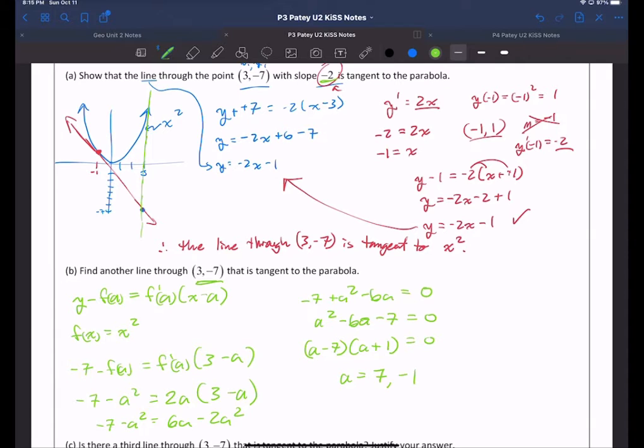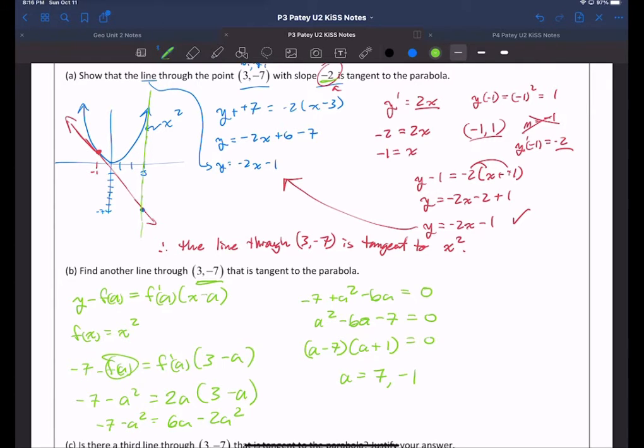And hey, check that out. There's our -1. You remember our friend right there, -1? -1 is one of those x values that would give you a line that goes through (3, -7). So that was kind of tricky because we were given some parameters in order to find the two different x values that would give you a line that would be tangent to x squared.